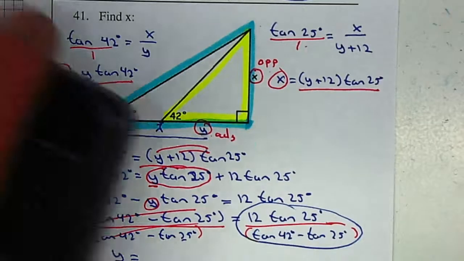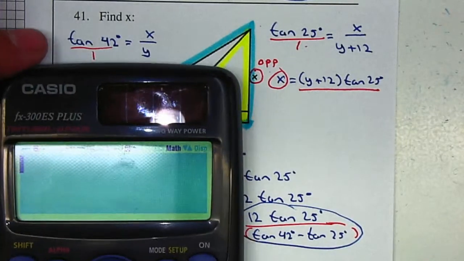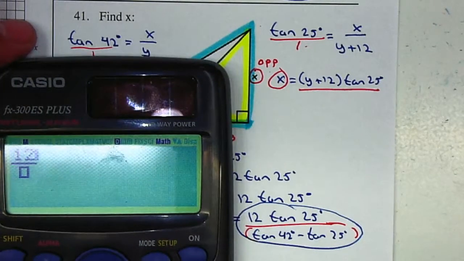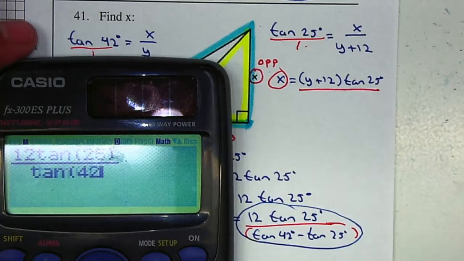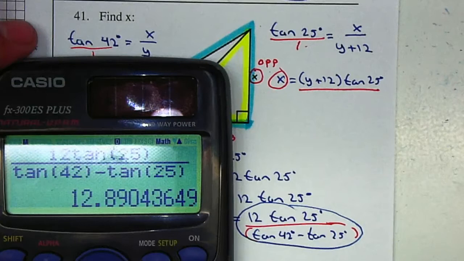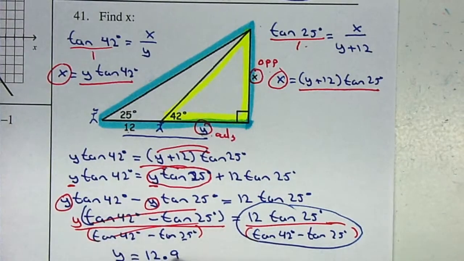What's nice is that I can just type everything into the calculator. You want to leave your tangent in there because you get a more exact answer. I want to use my fraction bar, which makes it a little bit easier. We have 12 multiplied by the tangent of 25 degrees, close your parentheses, over the tangent of 42 minus the tangent of 25. And that gives me 12.9. Now remember, this is not what we're looking for.